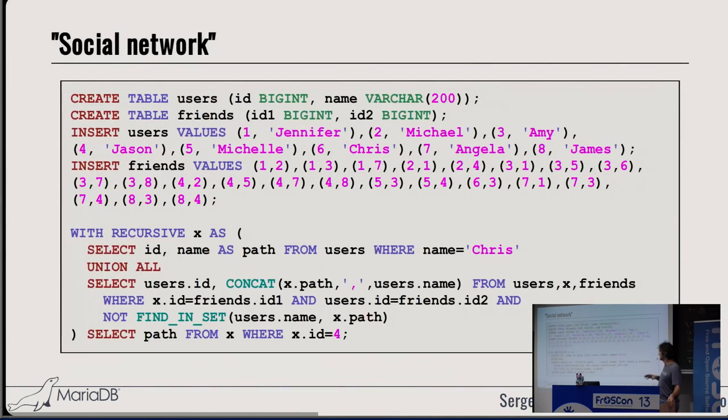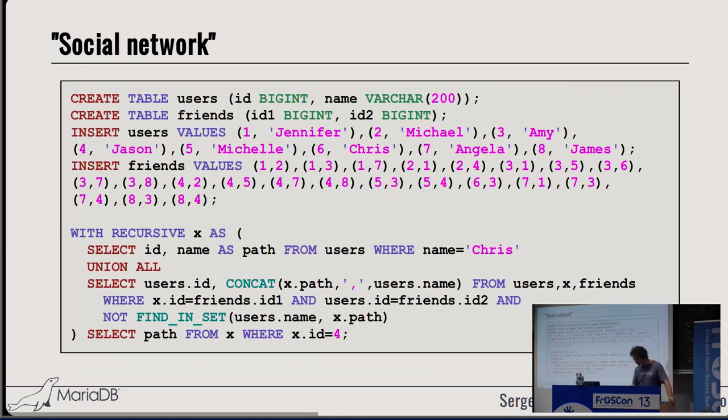And the last example, a bit more complex, is a social graph example. This is a social network, or judging by the size, more like a nano-social network. It's a very, very small one. There are two tables: users, and friends specifying who's friends with whom. And let's say we want to find a chain of friends between Chris and Jason.